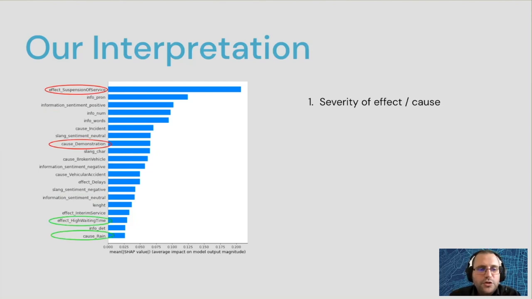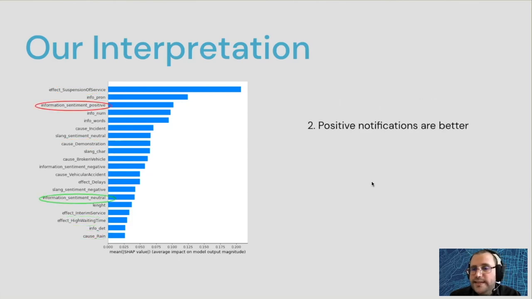So the effect, suspension of service, is way more impactful than a high waiting time. The same happens with a demonstration being more important than just the rain. So depending on the severity of our cause or effect, we are going to see a higher opening rate on our messages. The second point would be related to the sentiment analysis that we were performing. So we can see that positive notifications are better in general compared with the neutral and negative sentiment, which are very close to each other.